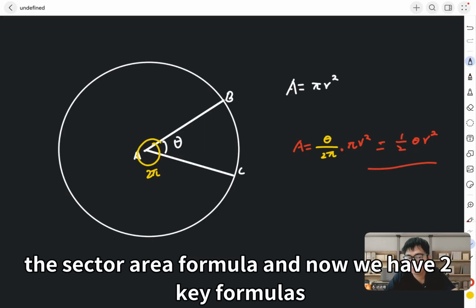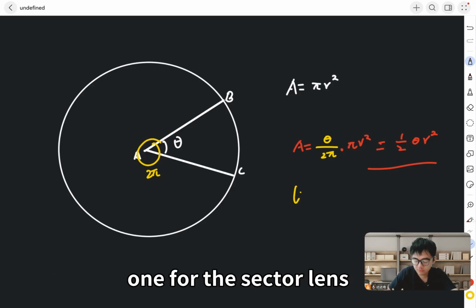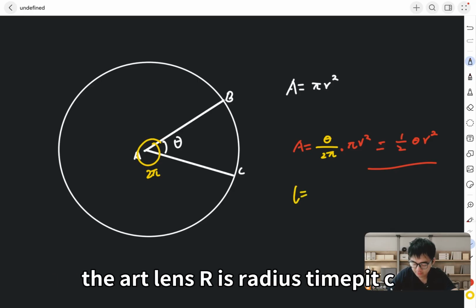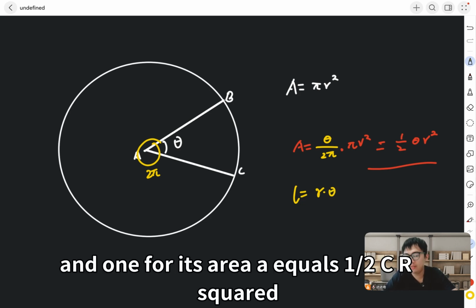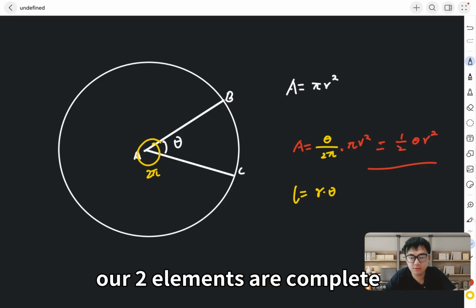Now we have two key formulas. One for the arc length: l equals r times theta. And one for the area: A equals 1/2 theta r squared. Our two elements are complete.